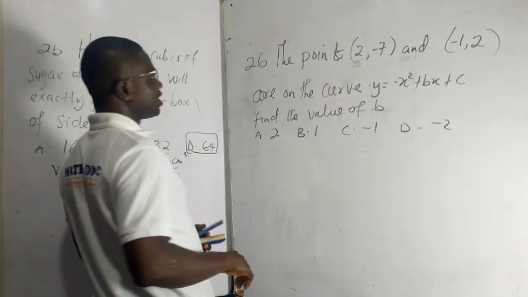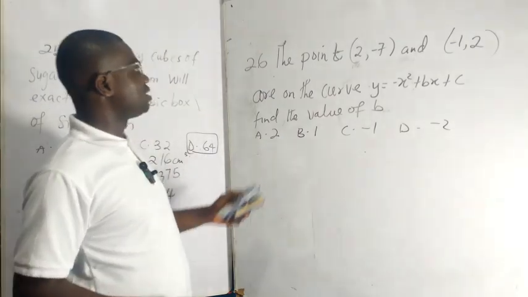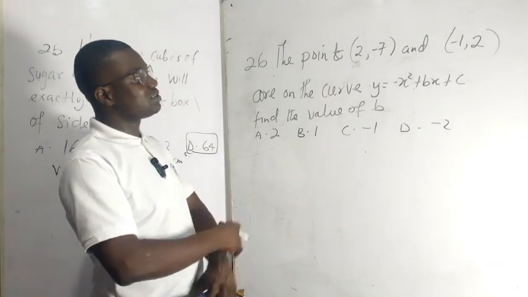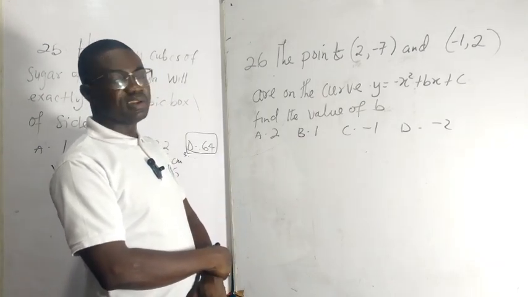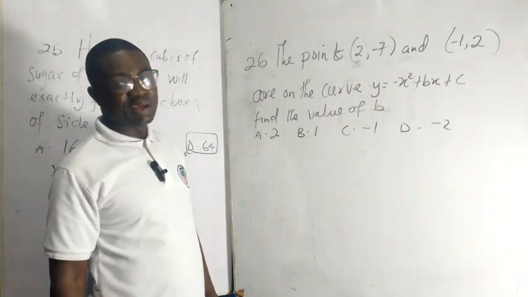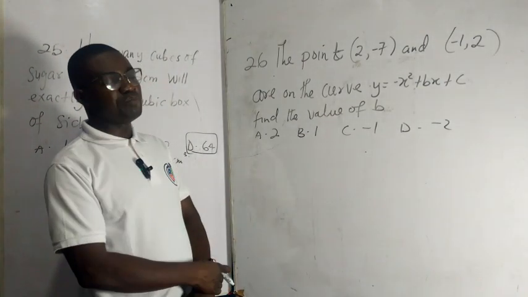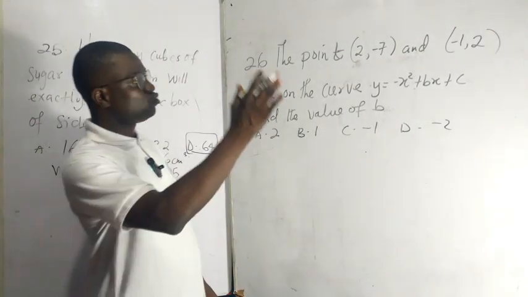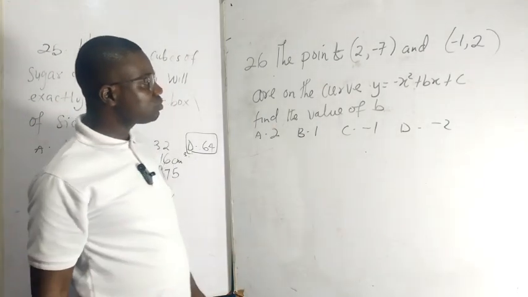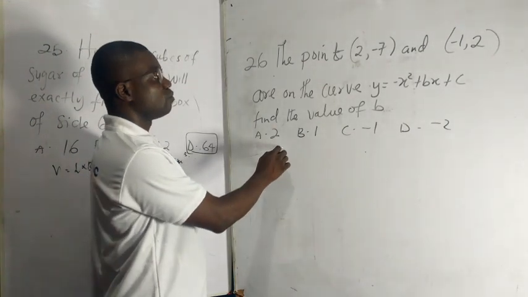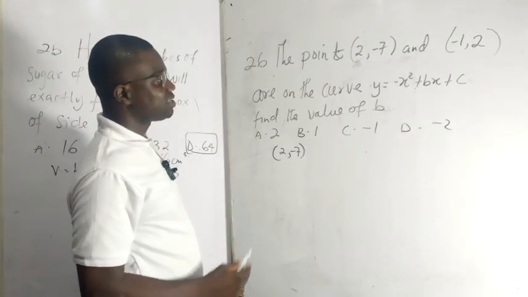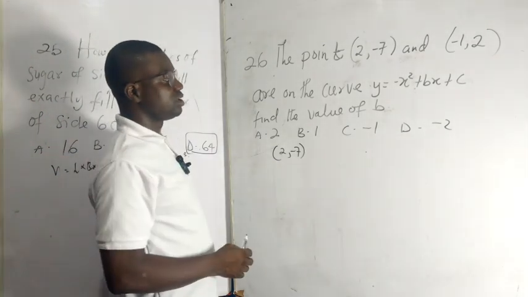Now let's look at the second question, which is question number 26. We are supposed to say that the points 2 comma negative 7 and negative 1 comma 2 are on the curve y is equal to minus x squared plus bx plus c. Find the value of b. Now, in that case, you are given 2 points on the curve. Let's pick the first point, 2 comma negative 7, and then substitute that into the expression.